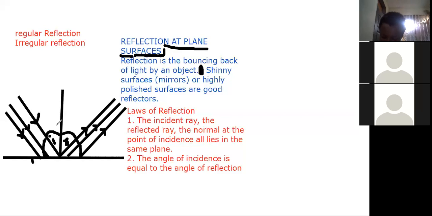Images formed are not well defined. So that is it. So we can also have an example. Let me see if I can use the same diagram. So you can even have something like this.